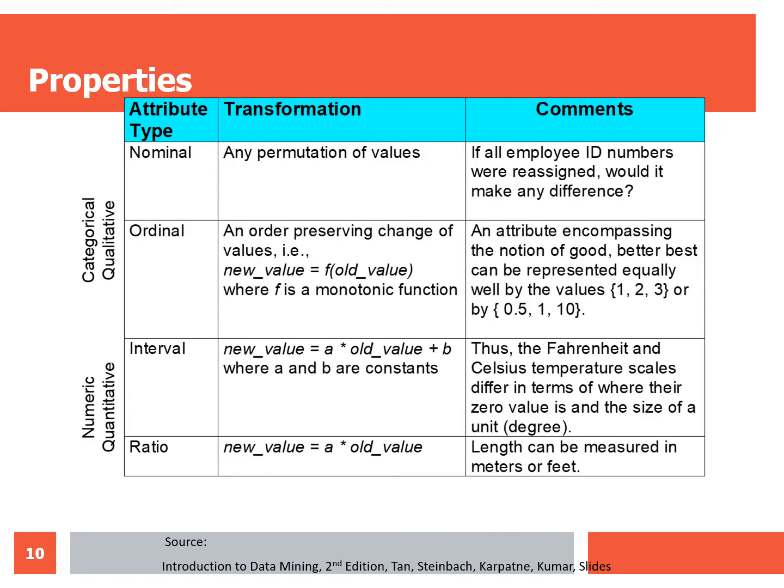Then the properties are that you can take any permutation of values in nominal. For example, if you have an employee ID, and instead of 1, 2, 3, 4 you assign 1A, 2A, 3A, 4A, it is not going to make any difference to this attribute. Ordinal is order preserving. Whenever you apply a transformation, it should preserve the order of how the original attribute works.